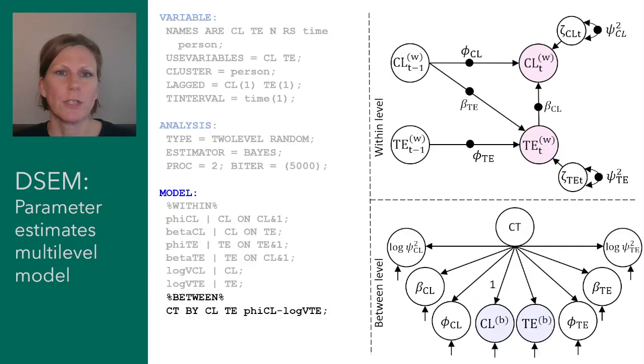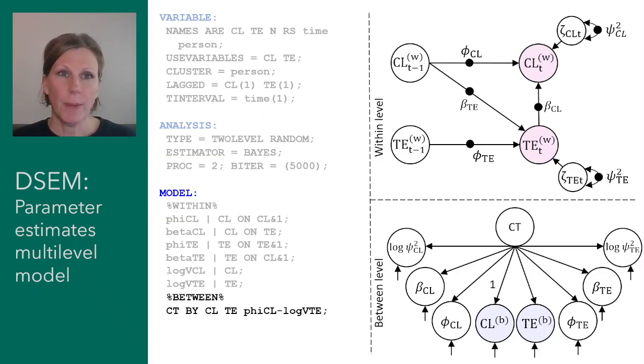And the first model we're going to consider is a model in which we allow the relationships between the random effects to be accounted for by one latent variable, which we refer to as the common trait, or CT. So what I'm going to say is the common trait is measured by the 2 between-person components from the decomposition, so CL and TE, and then phi CL up to log VTE. So that's in the code here, phi CL up to log VTE. So all of the random effects that we specified at the within-person level now become indicators for this latent variable at the between-person level.